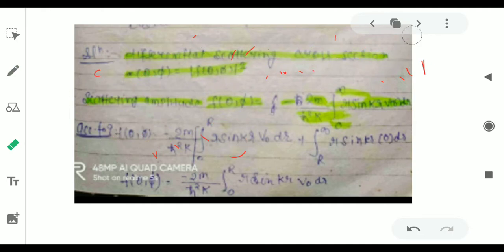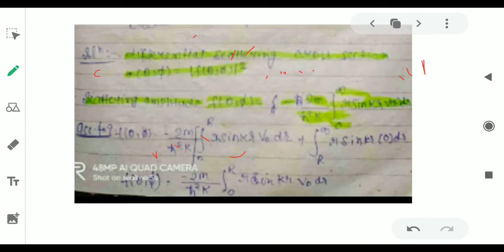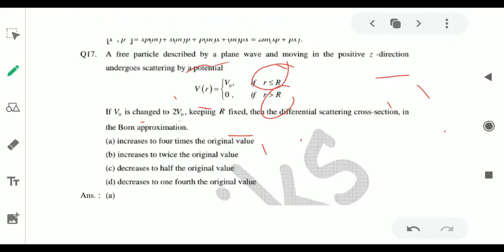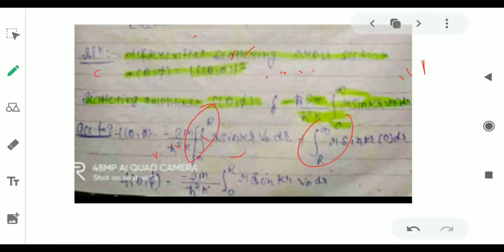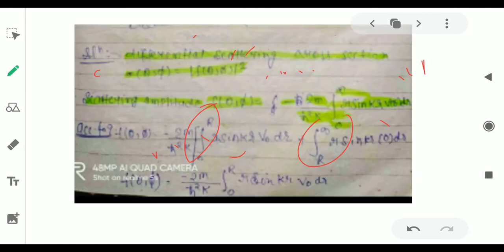Now we are given that the potential is defined for r less than R and r greater than R, so we have to break the limit into 0 to R and R to infinity. Okay, so I have broken the limit into 0 to R and R to infinity. For r greater than R, that will be 0. That means this will be 0, and only the first part gives the answer. So we will take only this limit, and this constant is out, and the value is this.